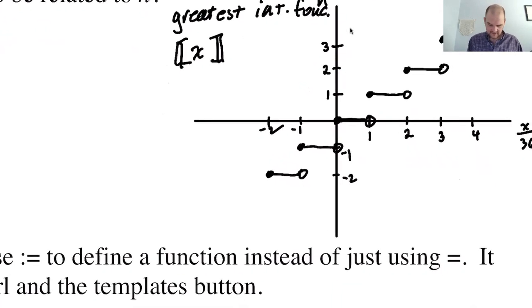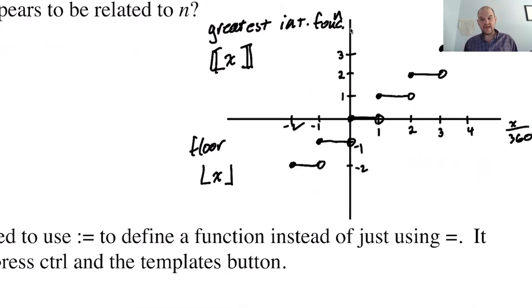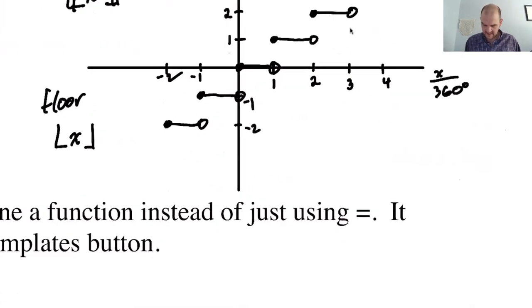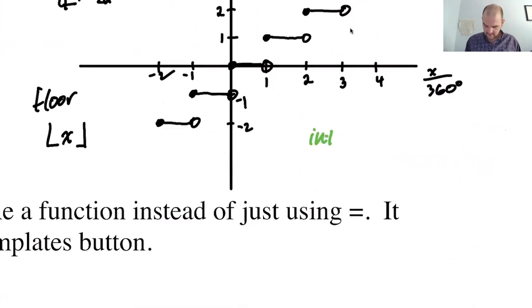I know this function also as the floor function, and the notation for that is usually just this, where it looks like a floor. I think that the best name for this function, which is not a real name at all, would be the integer to the left function.